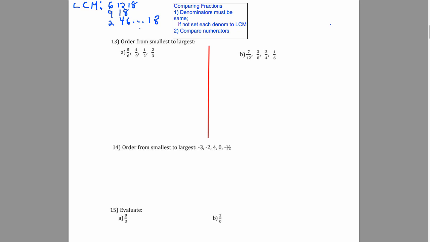Let's check the last denominator. It's 3. So multiples of 3, 2 3s are 6, 3 3s are 9. And once again, I get to 18. So clearly, 18 is going to be the least common multiple.